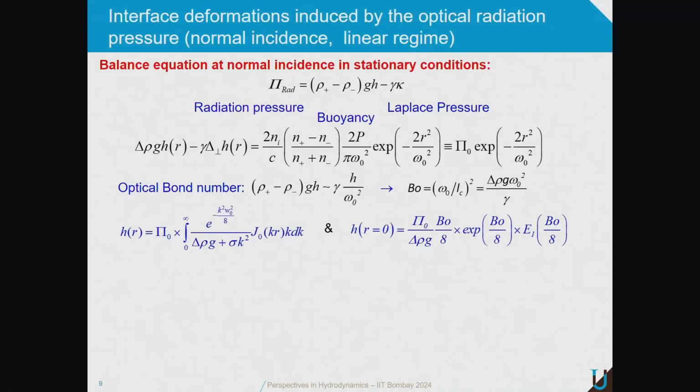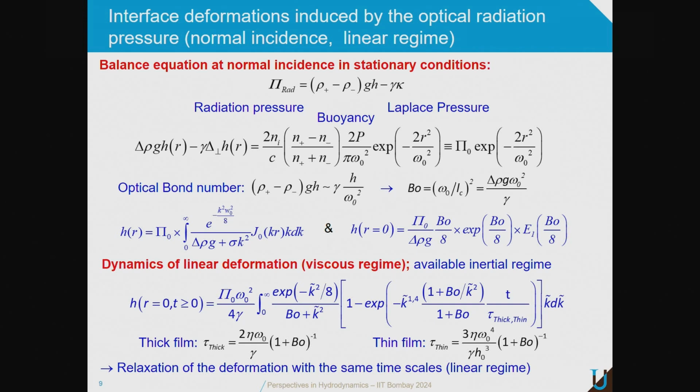What is interesting is that from these two terms, you can define an optical Bond number, where the length scale becomes the waist of the beam, so it's a sort of virtual particle here. And you can easily get the height of the deformation in stationary condition, as well as a direct expression of the height at the beam center.